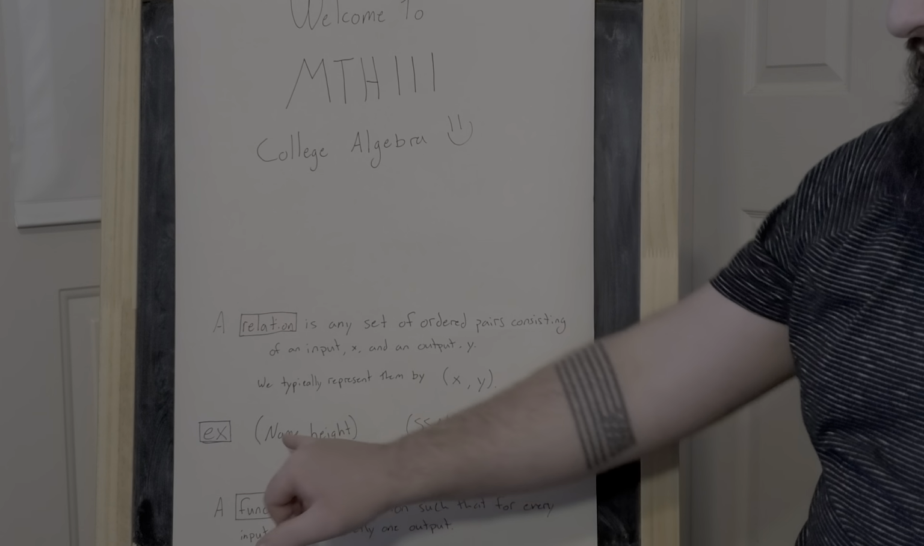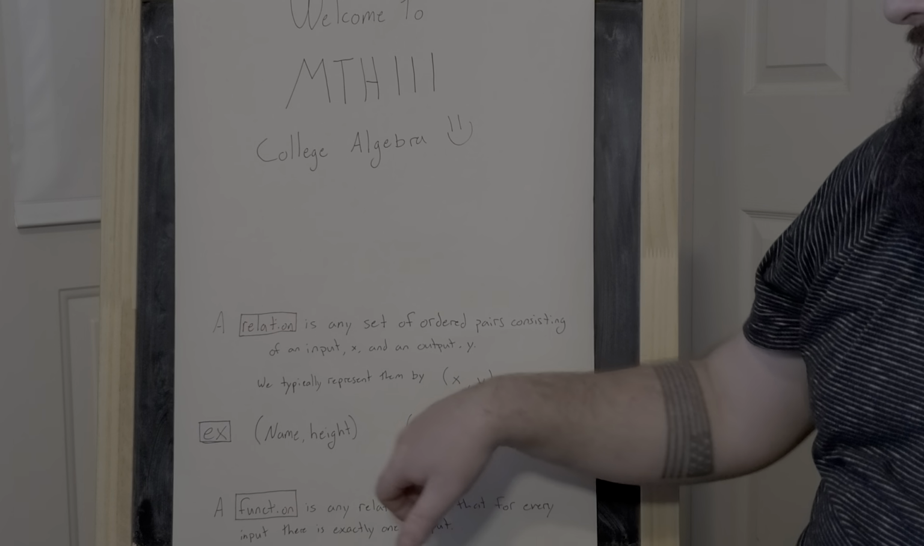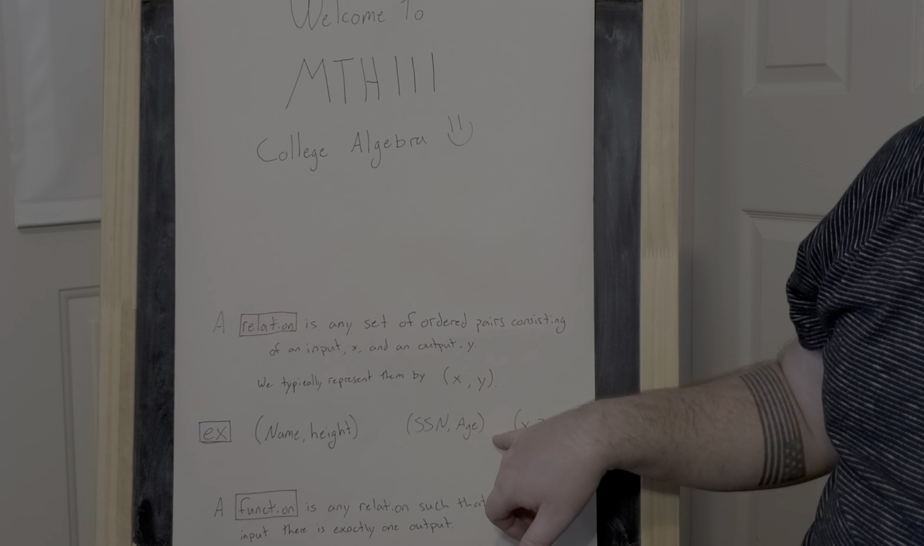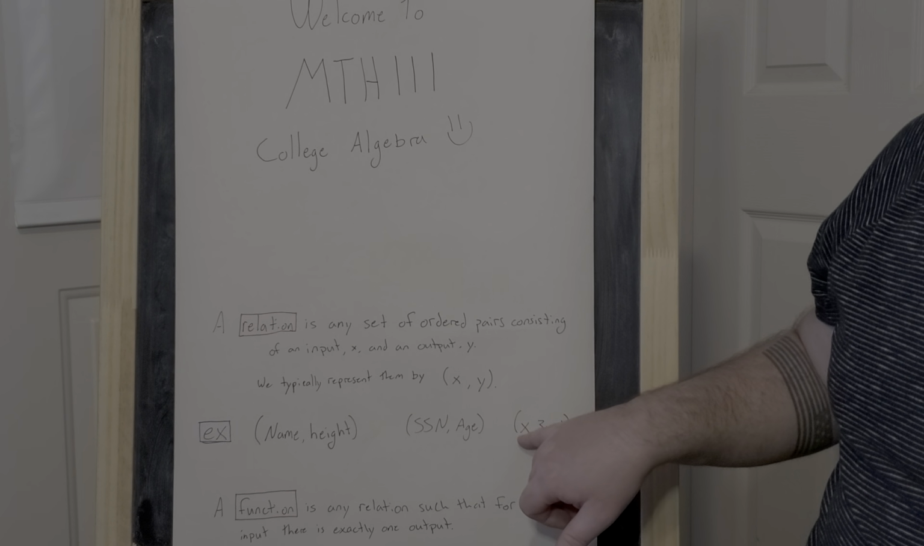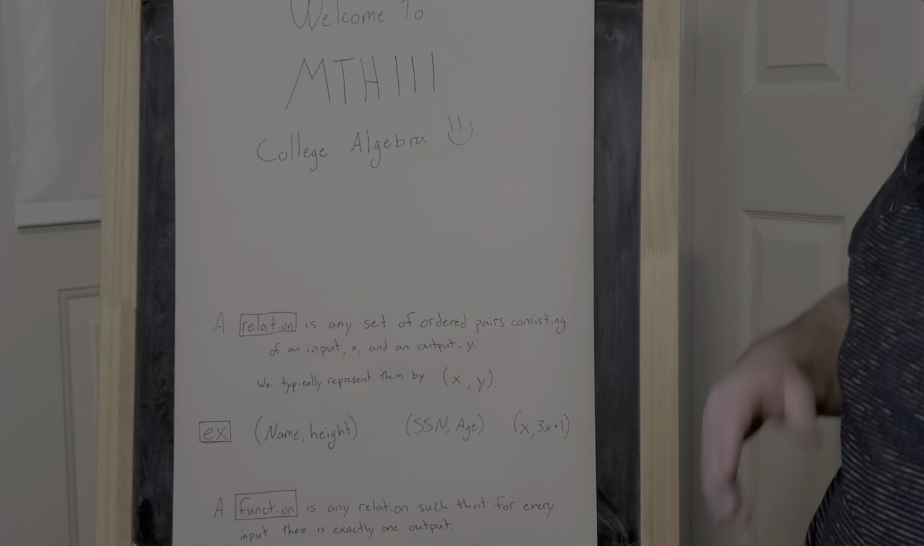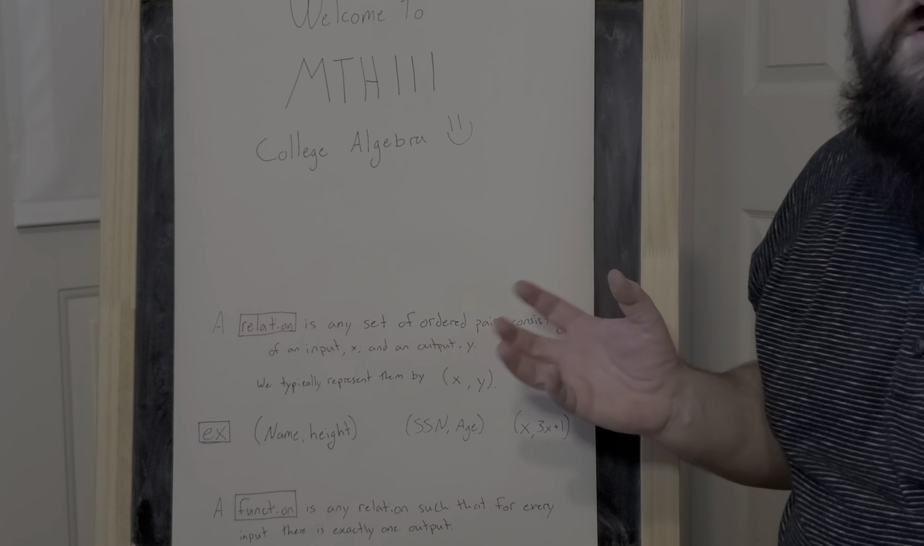Okay, so we can have names and heights, right? Social security numbers and their person's age, or x and 3x plus 1. Okay, the problem with relations is they don't have a lot of structure.